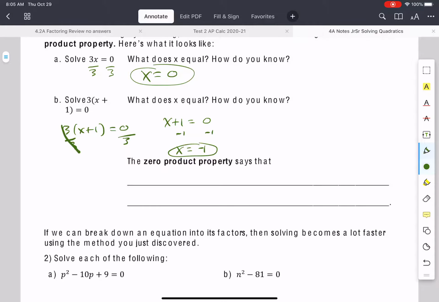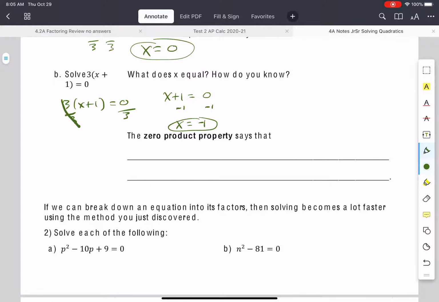Okay, the zero product property states that anything times 0 is 0.